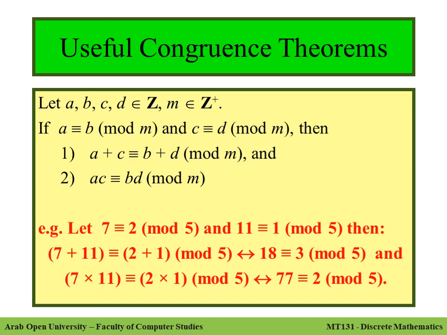7 times 11 must be congruent to 2 times 1. 7 times 11 is just 77. 2 times 1 is 2. Is 77 congruent to 2 mod 5? Yes. 77 minus 2 is equal to 75, and that's divisible by 5, so this congruence is true. 77 is congruent to 2 mod 5.